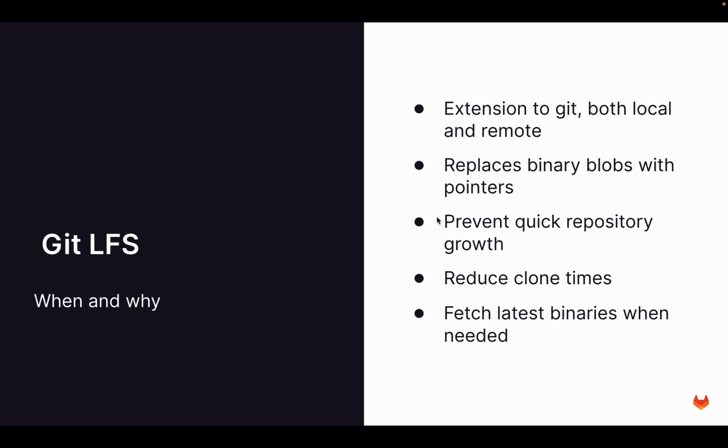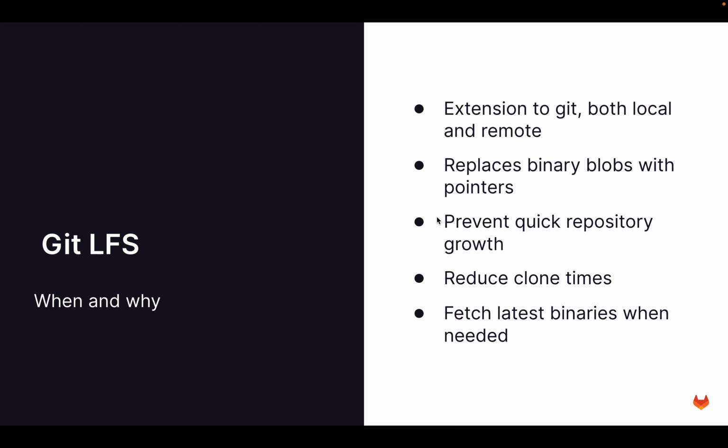As I said, it's an extension to Git, which can be run both locally and remotely, and it replaces binary blobs with pointers. So instead of storing the entire binary, it will store a small pointer, and then it will take the binary and move that to a separate storage location. So if you add binaries, your repository is not growing so fast. It will only keep the pointers, and you can have a lot of pointers without a lot of data, and it will then take only the LFS objects that are required.